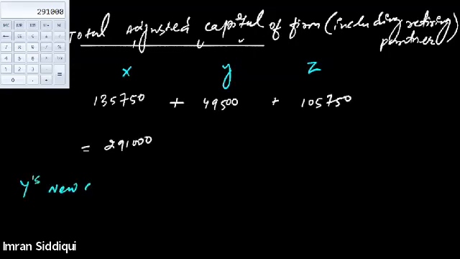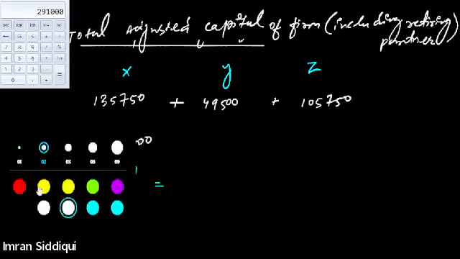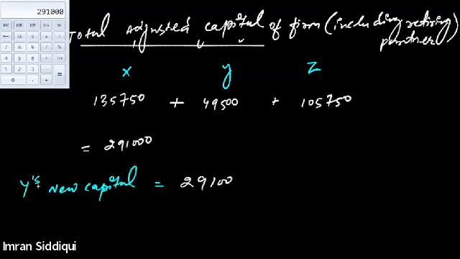Y will have to maintain a new capital balance out of 291,000. Pay attention, try to listen. 291,000 is the total adjusted capital of the firm, and out of this Y has to maintain a share. Let me check the ratio. The ratio was 2:3, so 2 by 5 has to be contributed by Y. This gives us 291,000 into 2 divided by 5, which is 116,400. This is the new capital of Y.